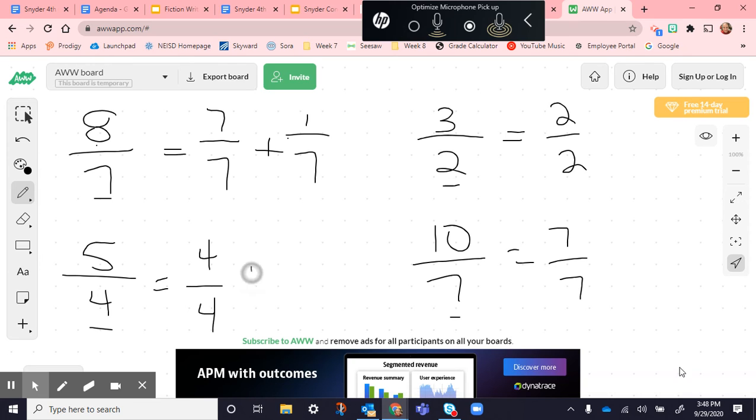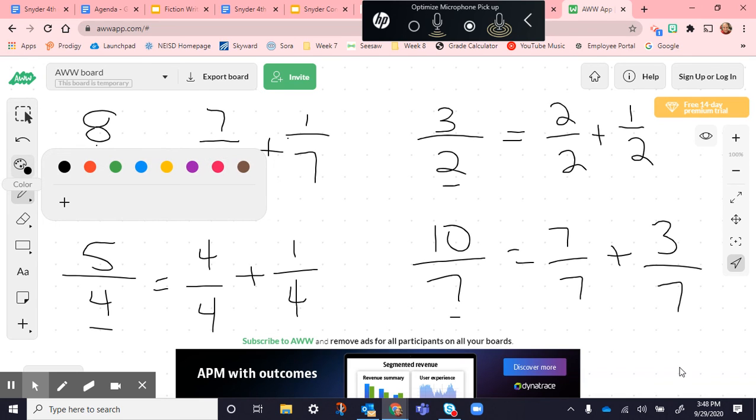This one right here with the 5 also has an additional 1/4. 4 fourths plus 1/4 equals 5 fourths. This one here also has an additional 1/2. 2 plus 1 is 3, and the 2s in the denominator all stay the same. This one here doesn't have 1 because we're at 7, so 8, 9, 10, it has 3 additional sevenths. So now, when I want to write these, I'll change the color so you can see it better.